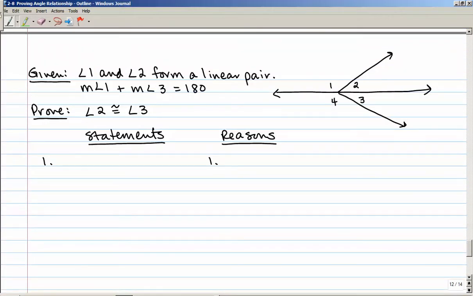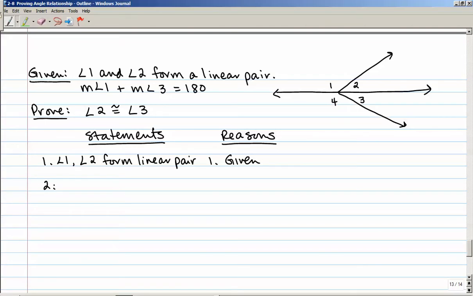Angles 1 and 2 form a linear pair, and the measure of angle 1 plus the measure of angle 3 equals 180. That's my given information, and I have to prove that angle 2 is congruent to angle 3. This one's going to be a little bit different. I'm going to split up my given into two different steps. So angle 1 and angle 2 form a linear pair. And that's given.